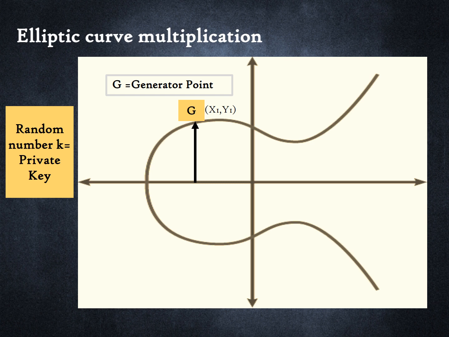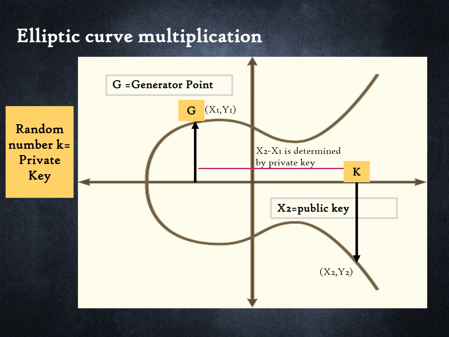Depending on the value of this random number, a certain point is chosen on the elliptic curve. The x-coordinate of that point is the public key. Let us call this number capital K. The distance between the x-coordinate of the generator point and the x-coordinate of the public key is dependent on the value of the private key. There is only one public key corresponding to a private key and vice versa.